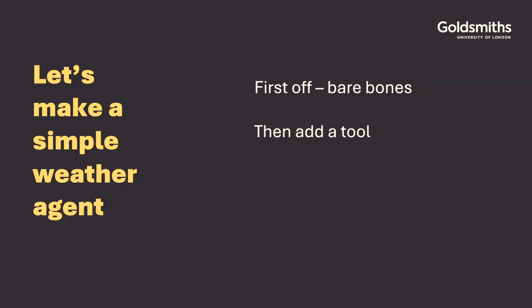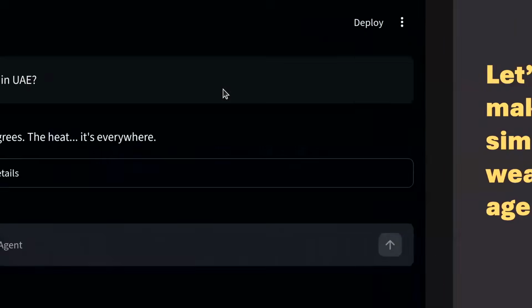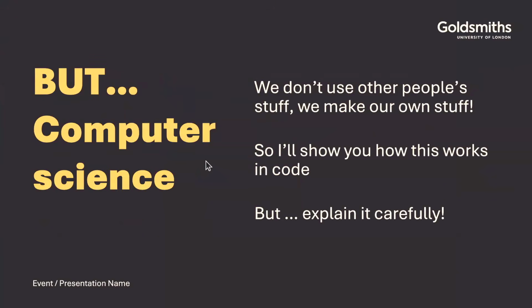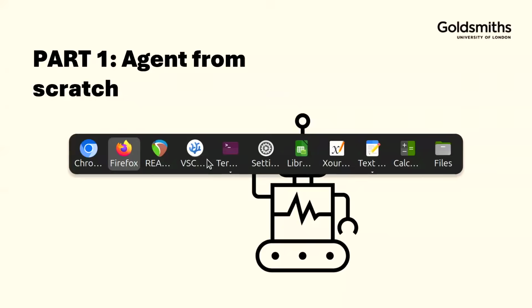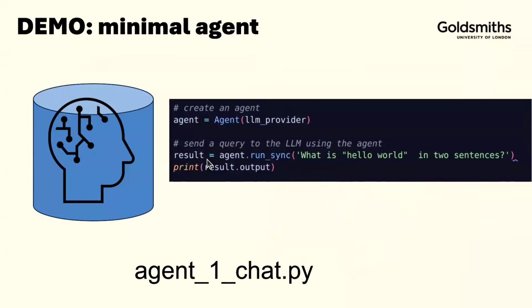Let's go back to basics. It's quite nice to go back down to the minimal code that you need to do what I just did. So let's make a simpler weather agent. So this is it, agent from scratch. This is how much code you need. That's close to no code. I know we said it was going to be no code, but it's three lines of code.